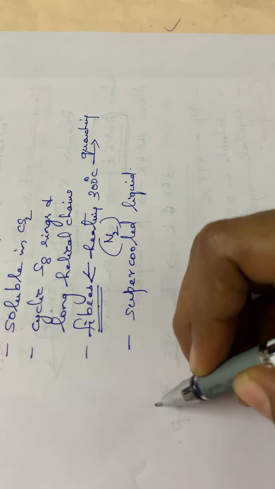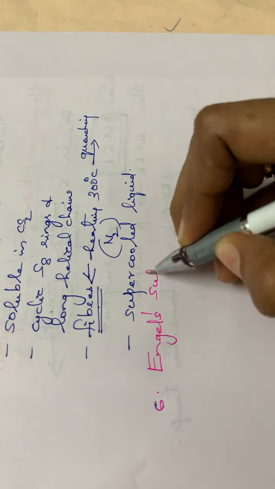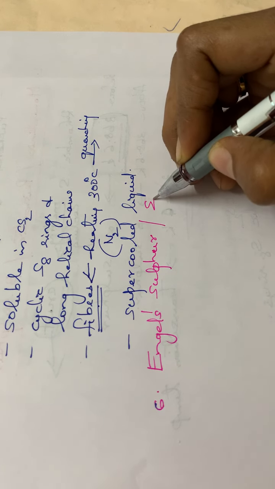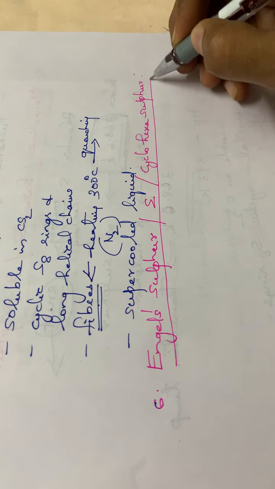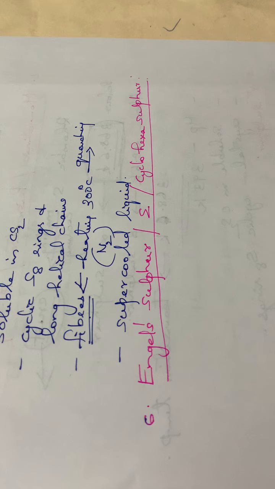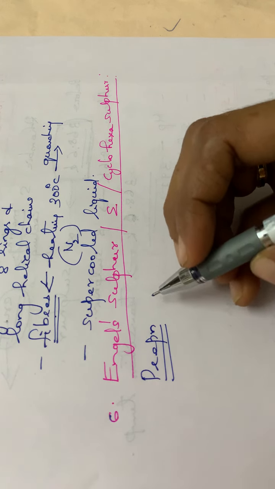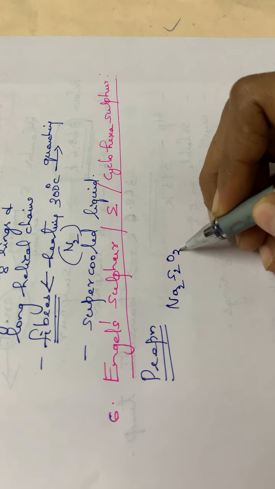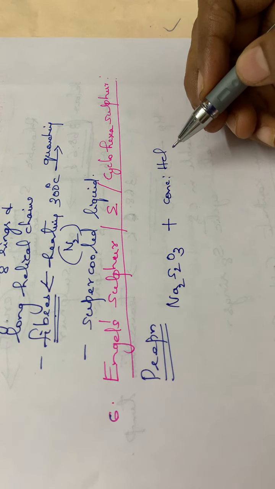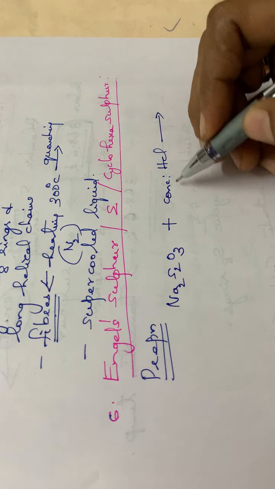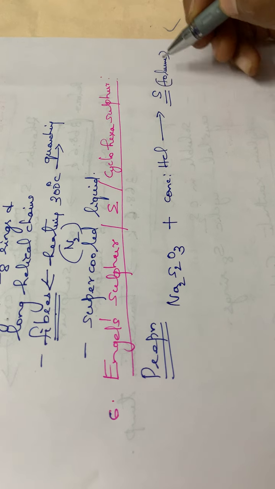Then the last allotrope of sulfur, that is angel sulfur or epsilon sulfur, or cyclohexa sulfur. First of all, the preparation of this angel sulfur. It's prepared by pouring sodium thiosulfate, Na2S2O3, into concentrated HCl and extracting the sulfur from toluene. Okay, so we will be having this angel sulfur, and this sulfur is extracted with the help of toluene.